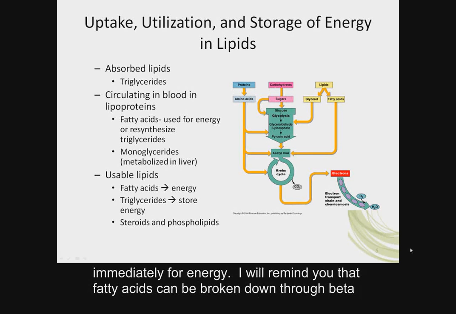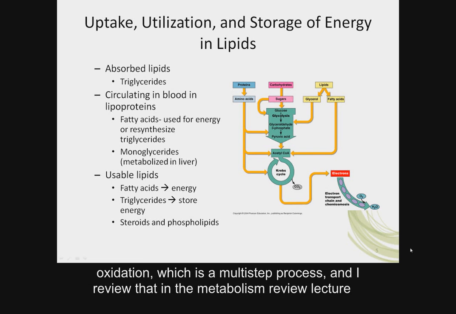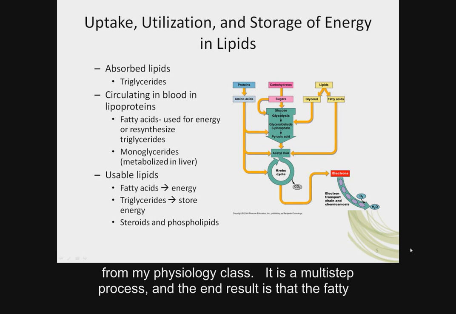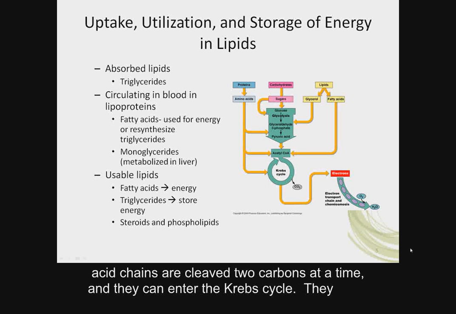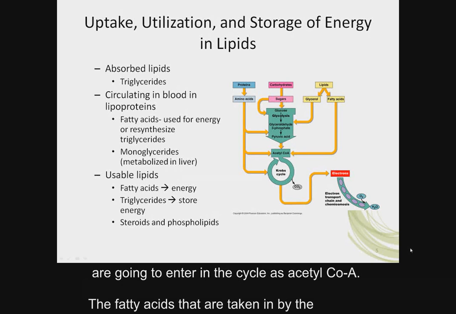I will remind you that fatty acids can be broken down through the beta oxidation process, which is a multi-step process, and I reviewed that in the metabolism lecture for my physiology class. It is a multi-step process, and the end result is that the fatty acid chains are cleaved into 2 carbons at a time, and they can enter the Krebs cycle. They are going to enter in the cycle as acetyl-CoA.